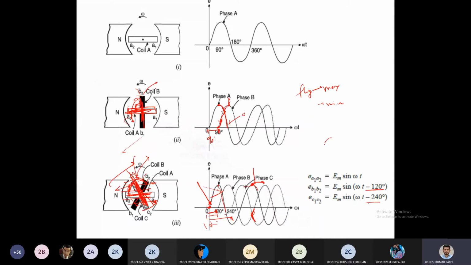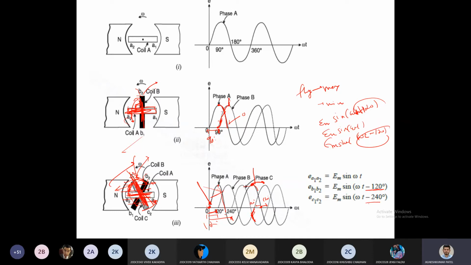Sometimes you make these equations like this: Em sin(omega t minus 120), the other would be Em sin omega t, and the third equation can be Em sin(omega t plus 120). You might see this form as well, where omega t plus 120 and minus 120 are given. At that time, let us take this point. Here, this one is 120 degrees behind and this one is 120 degrees ahead. That's why you might see it as either minus 240 or plus 120.